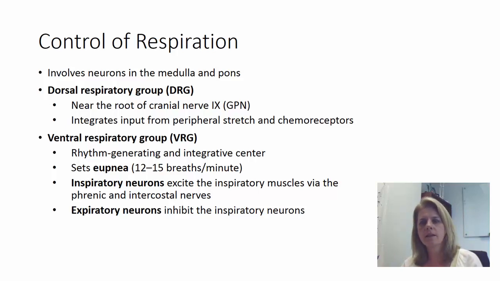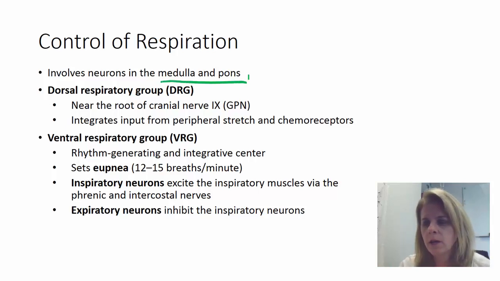Well, it's in the medulla and the pons. So if you think back to your brain, and I'll show you a picture, below the brain and the brain stem, there's an area called the pons and the medulla, and these are where your respiratory groups are. You have a dorsal respiratory group called the DRG and a ventral respiratory group. Now, the dorsal respiratory group is kind of an integrator. It takes input from stretch receptors and chemoreceptors, and it feeds that information to the ventral respiratory group.